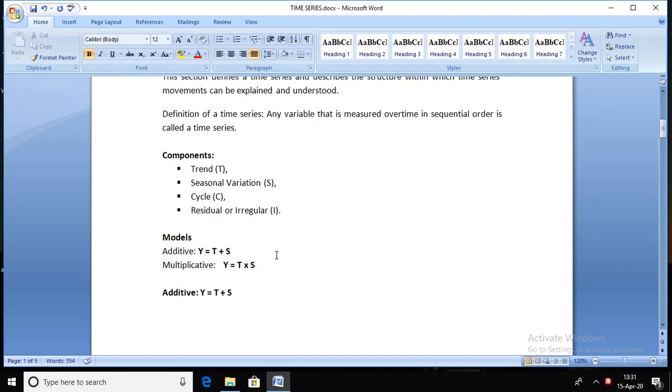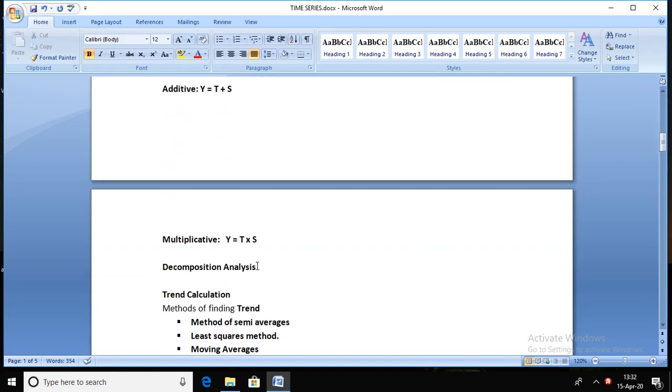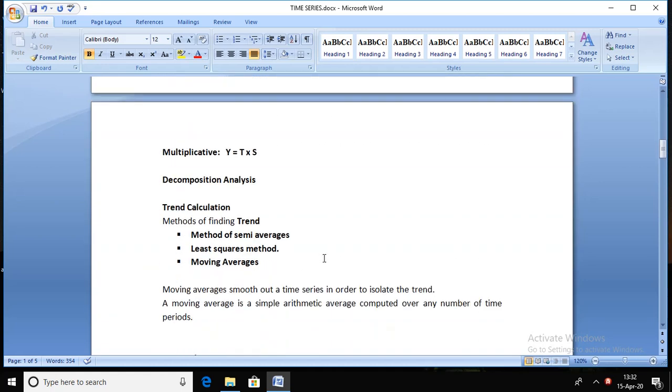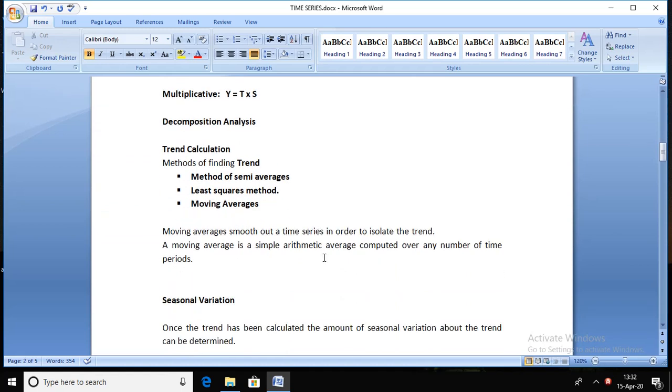Why are time series values important? These values are important because we use them in forecasting. There is a way we can forecast and predict what we expect to see in the future, having looked at the trend and the seasonal variations. So how do we calculate the trend? There are different methods that can be used to calculate the trend value.